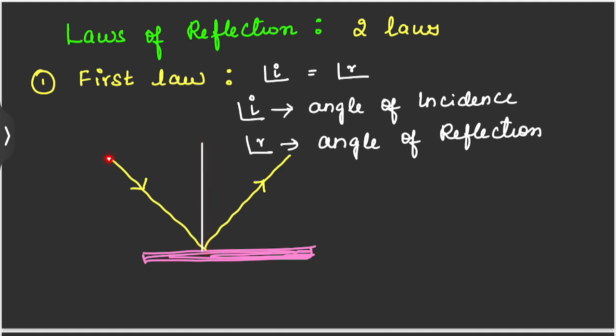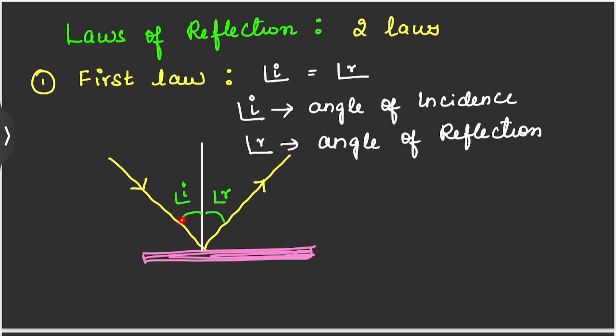So we have drawn a light ray which is incident on the object. This is the incident ray. After hitting the surface, it is getting reflected like this. To this we are going to draw a normal. It should be 90 degrees to the object. So now this angle is called the angle of incidence, and this angle is called the angle of reflection.